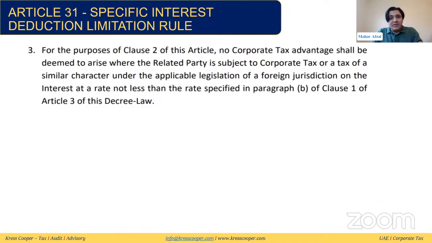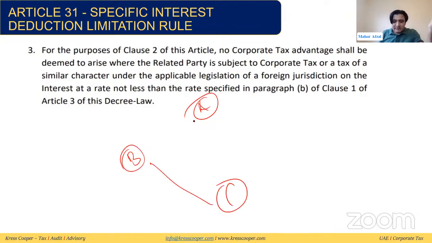In clause 3 of Article 31, they said that if the lender is subject to corporate tax at a rate of at least 9%, then it will be assumed that the party and the group overall are not taking any advantage from this loan. I just wanted to give you an example. Coming back to the same example, here is party A, here is B, here is C.